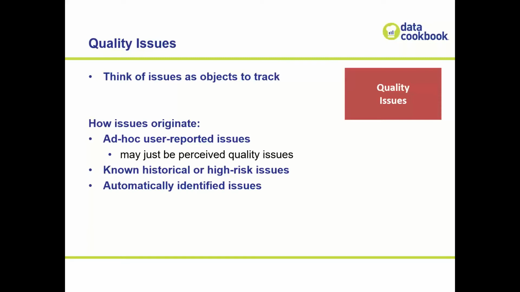So it's also good to understand how these issues originate. They're ad hoc user reported issues that maybe are perceived quality issues or not. Maybe you're identifying things from known historical issues that you've had, right? Maybe you're not sure if there's a problem right now, but it's happened in the past, and people are kind of aware of these things that have come up before. Or there may be things that you're perceiving as high risk issues that, if this were to be a problem, if we did not have good data here, it would really break things down.